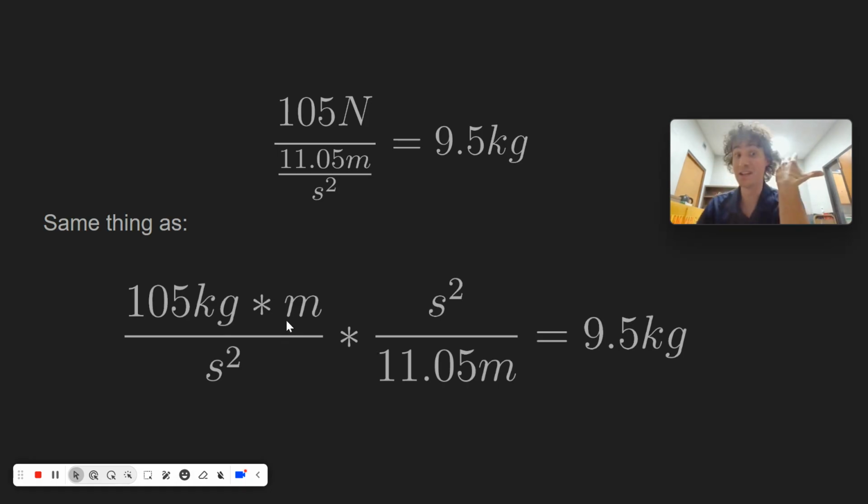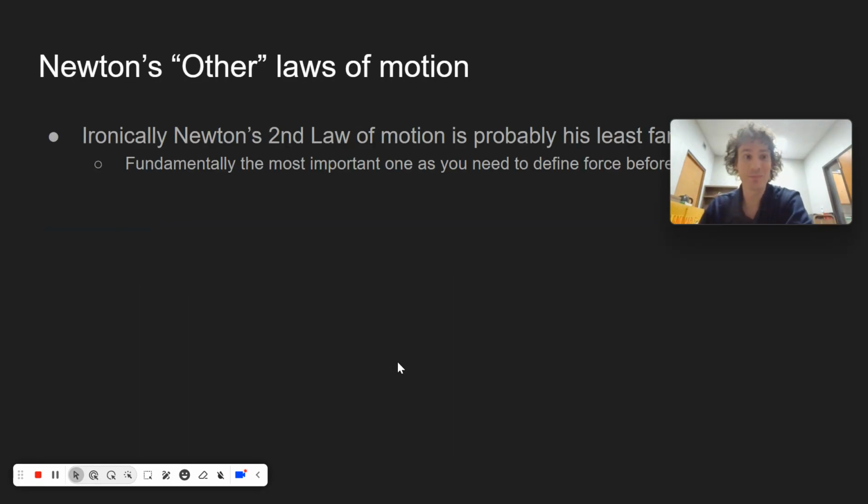I also wrote out here the full unit for force. It doesn't say newtons. It is newtons, but I wrote it out in its full form, kilogram meters per second squared. So you can see what cancels out, of course, and what we're left with: just kilograms. Hey, it's almost like this math thing is useful, okay?